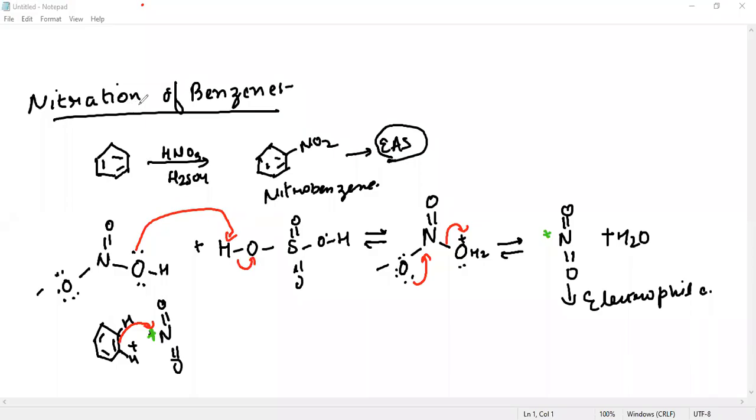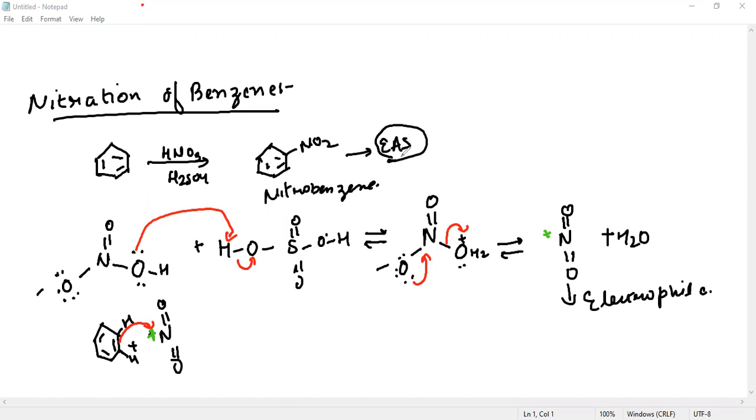Now we are going to learn about the nitration of benzene. In this one, we have a benzene ring and we are going to react it with two strong reagents. These are strong acids, HNO3 and H2SO4. These are going to put a nitro group, an NO2 group, on the benzene like this. This benzene ring with a nitro group attached to it is known as nitrobenzene.